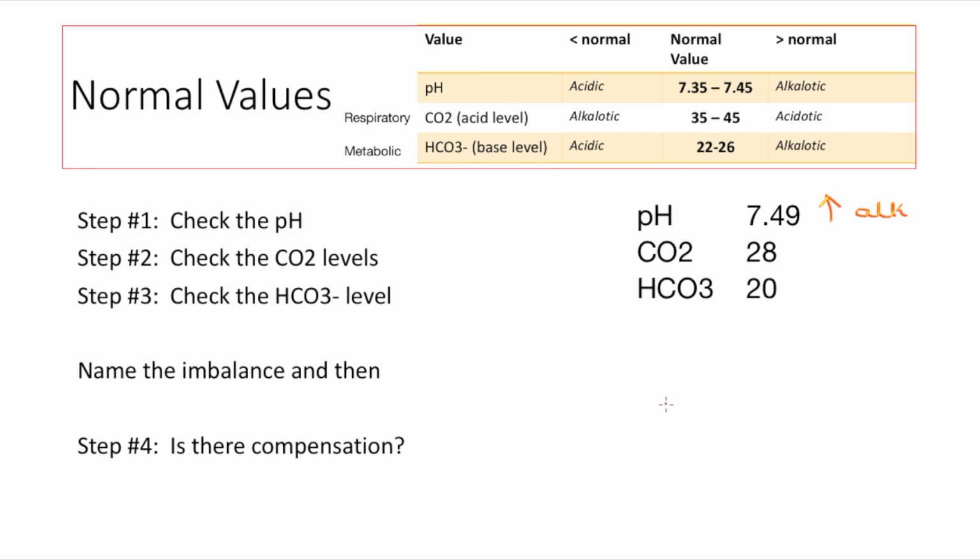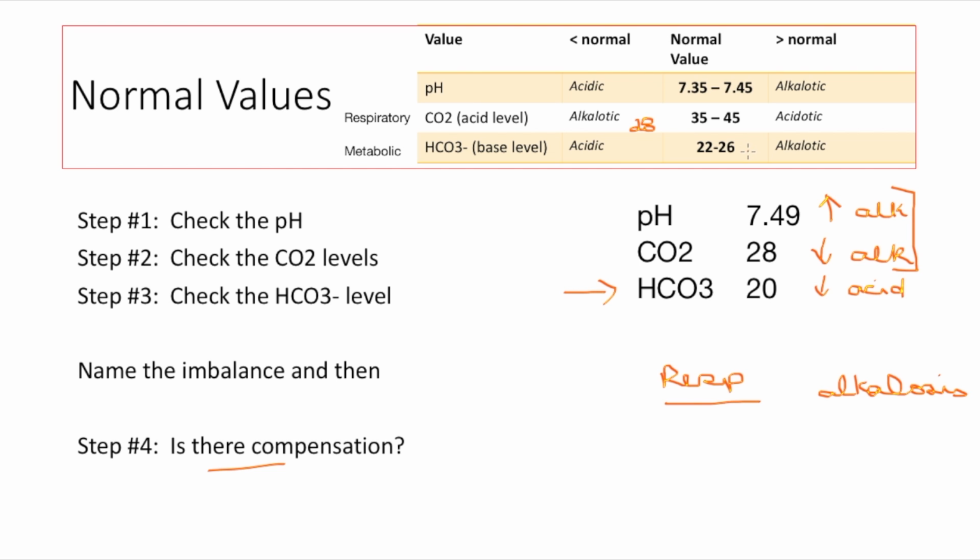Okay, so 7.49 is elevated. It is an alkalotic state. I know that I have an alkalosis going on. I now need to determine which one. So go back and look at your CO2 value. CO2 value is 28. That's pretty low. That's also an alkalotic state. My bicarb is 20. That's also low, and that's an acidotic state. So here we have no normal values within our arterial blood gas.